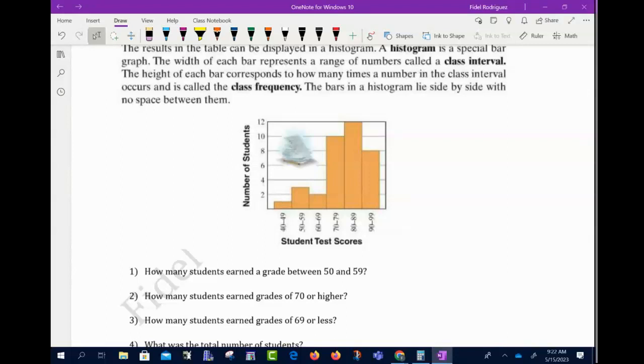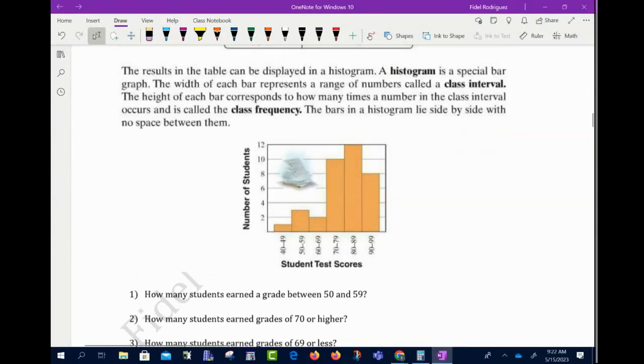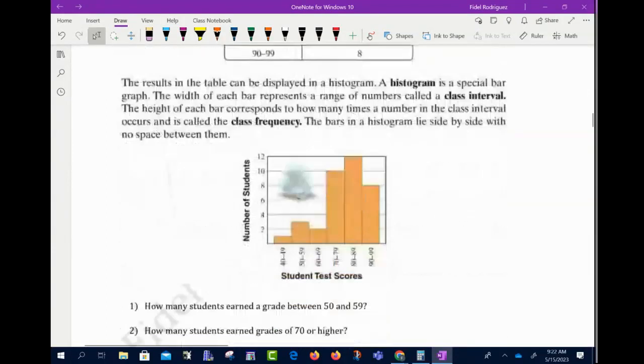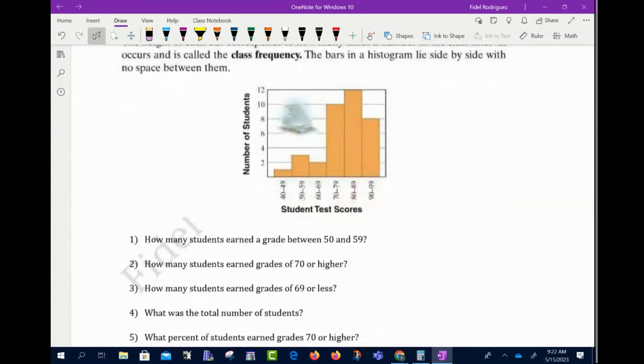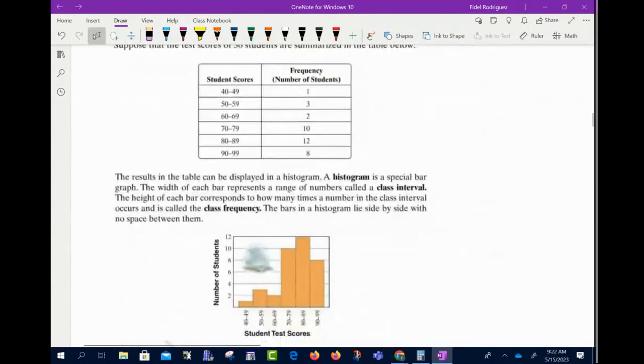So when you're doing these types of problems, y'all, sometimes they give them to you in a table. Sometimes they give it to you in a histogram or a bar graph. Sometimes, like in our case, we have them both, okay? So all we're going to do is try to answer the next questions that we have here, okay?